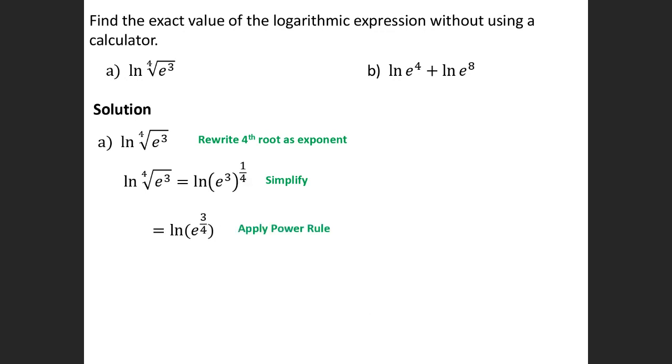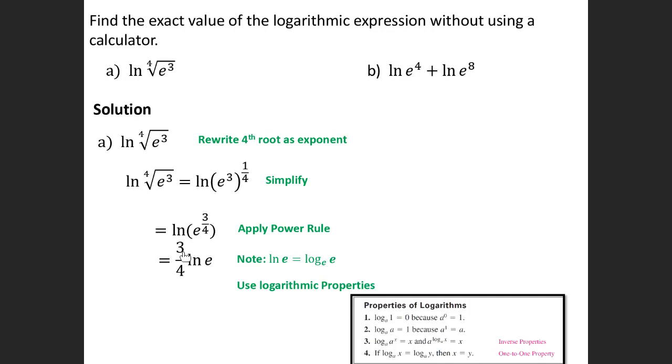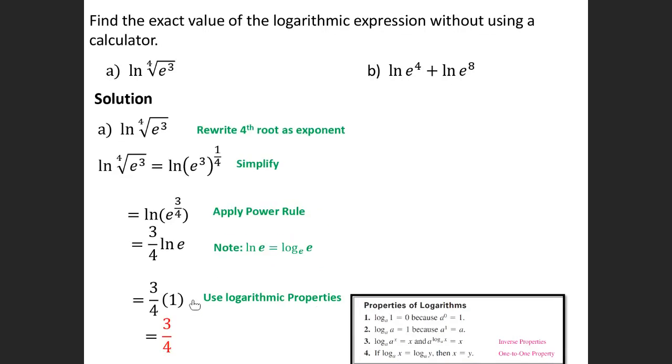And now we can apply the power rule, which tells me to take the 3/4 to the front of natural log of e. So remember, for natural log, it's the same thing as log with the base e. So since you have e and e, then we can use this property again, number 2, which tells me that's going to be a 1. And so natural log of e is just 1, and we get 3/4 times 1 is 3/4.